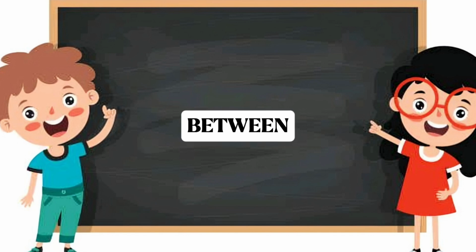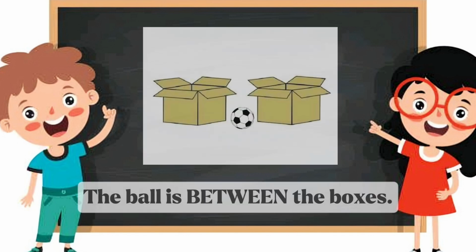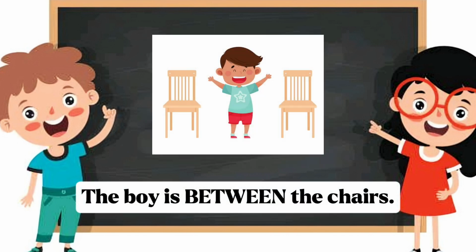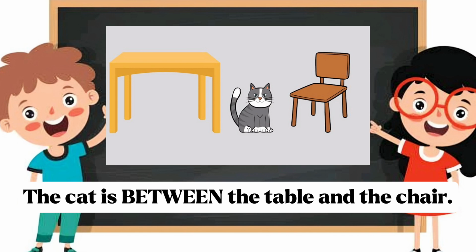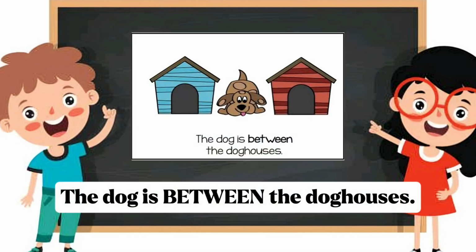Using between in a sentence. The ball is between the boxes. The boy is between the chairs. The cat is between the table and the chair. The dog is between the dog houses.